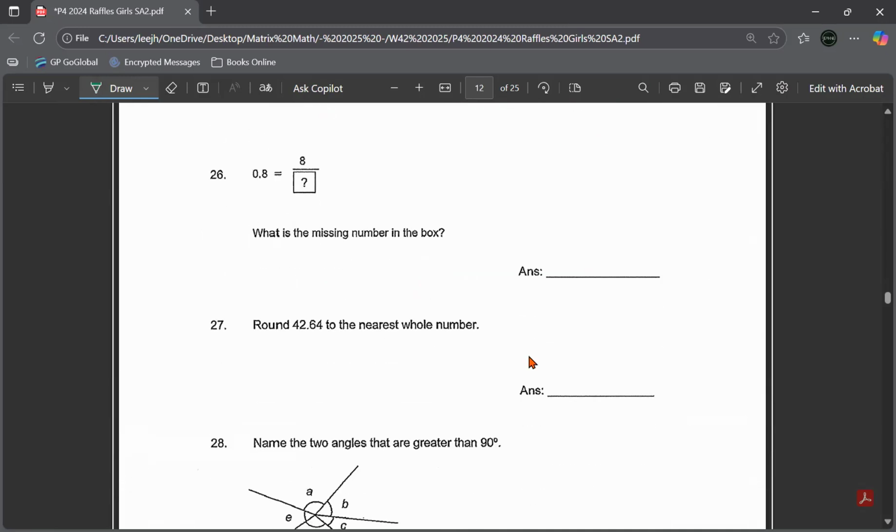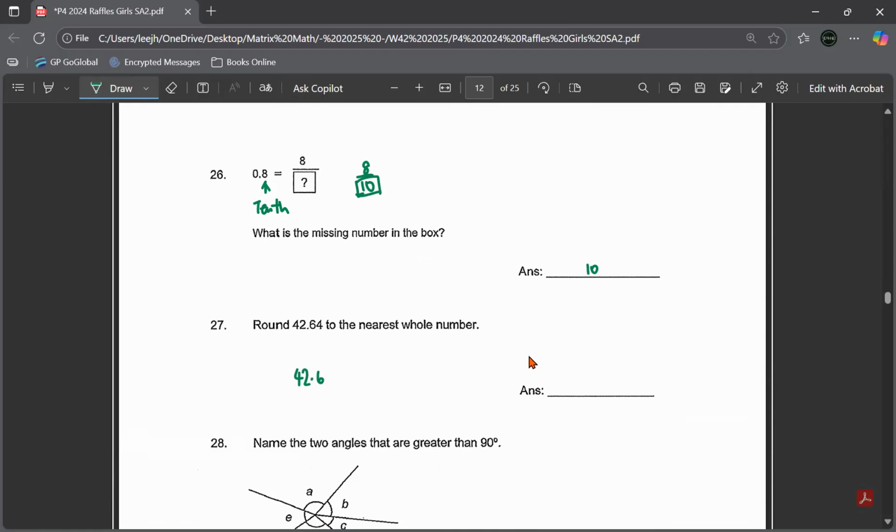Question 26. 0.8 is 8 what? So this is the tenths place. So that means 0.8 is actually 8 over 10. So the missing number in the box is 10. Just the missing number. 8 tenths. Okay.